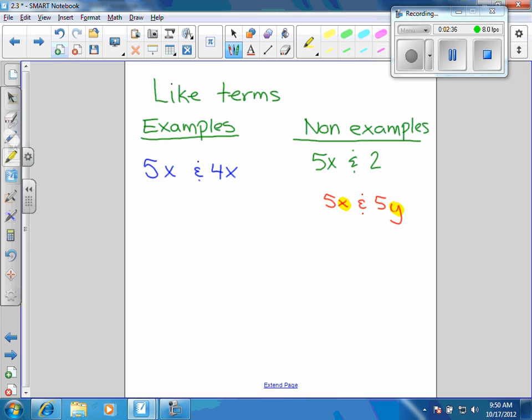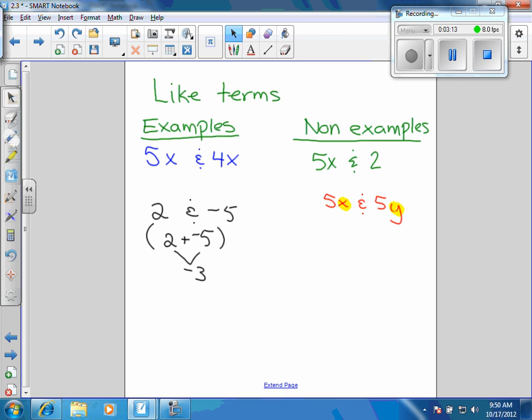Okay. And you're going to see, as we do more algebra, much more complicated examples and non-examples. We'll stay with some basics today. 2 and -5 are like terms. You already do that all the time. So if you have like terms, you can add them. So under this I could say, since they're like terms, 2 plus -5, I can combine those to be -3. Because they're both numbers, they can be combined.